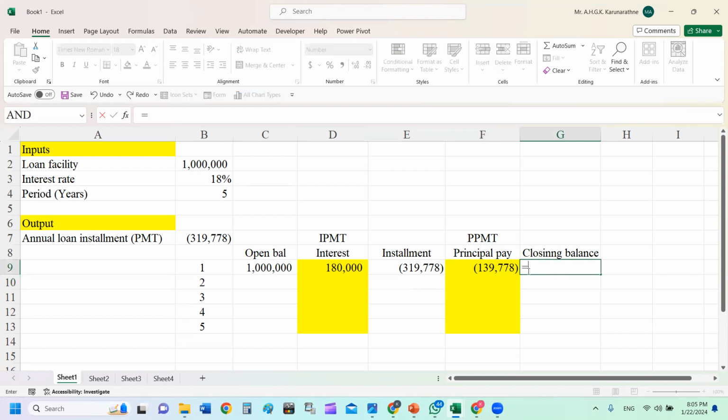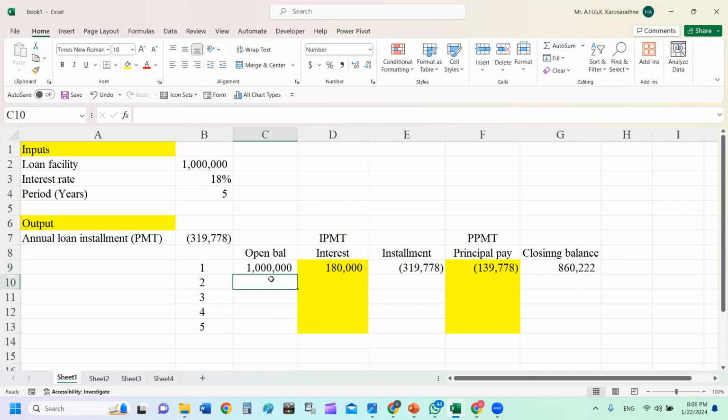The closing loan balance equals the open loan balance. Don't subtract, right? Here the principal payment has a minus sign, so add it to the open loan balance. Then this is the closing balance. Make sure your closing balance is less than your open balance. Otherwise it can't go the other way. When you keep paying loan repayments, you can't increase your loan balance. The loan balance will be reduced.